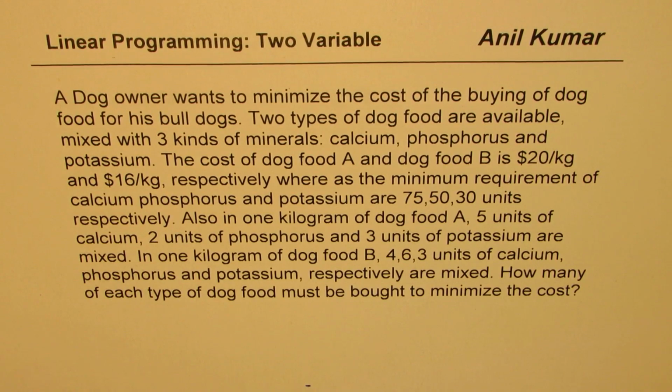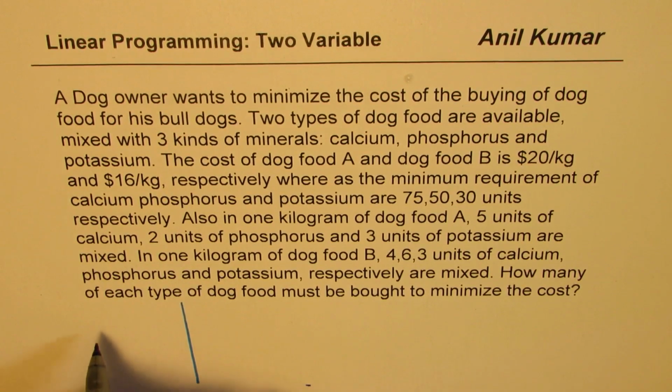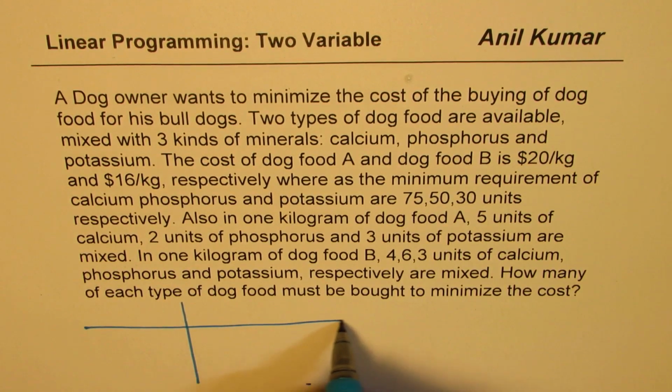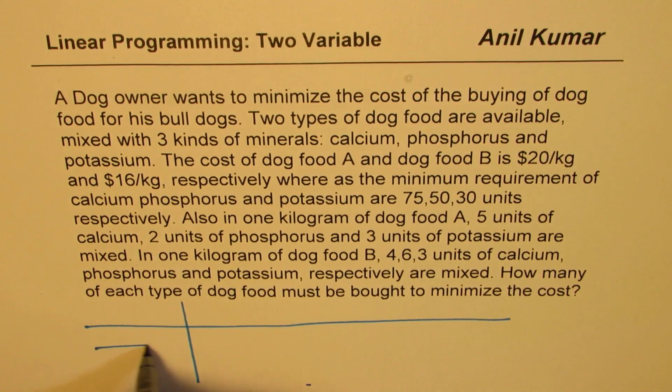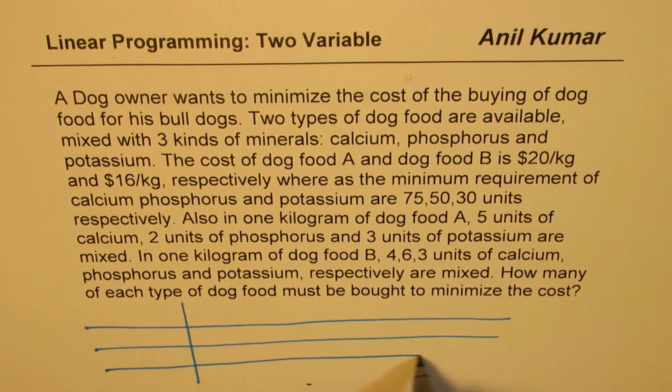So this is a rather lengthy question. I'd like you to pause the video, read it, understand, and then try to solve it. Let's break down this information and put it in the form of a table. So we are talking about two types of dog food. Let me call them type A and type B, whose cost is given to us, right?